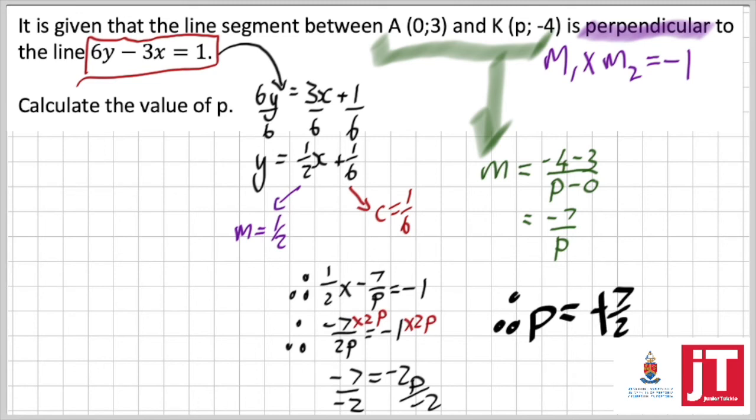You see how quickly mistakes happen? But that's sometimes because we lose focus. It's always good to take a step back and go, but a negative divided by a negative gives me a positive. So my answer must be positive 7 over 2. So this means if P is 7 over 2, then the line segment will be perpendicular to that line. As easy and as simple as that.